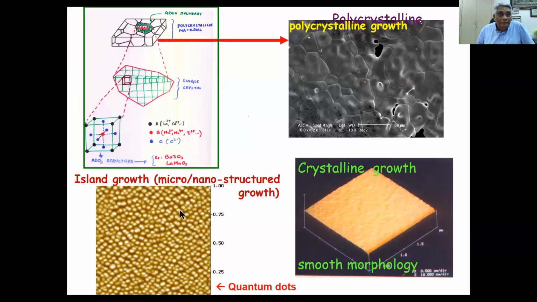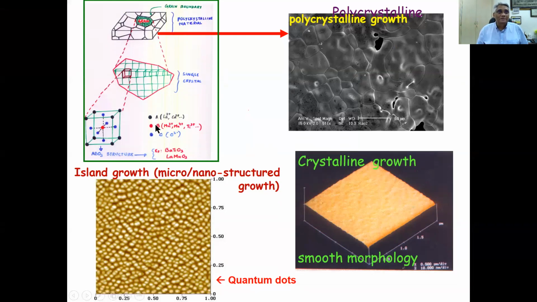If I go to one of those quantum dots, say a 60 nanometer cube, if it is perfectly spherical in shape, inside the 60 nanometer cube you'll have all these unit cells arranged in a regular periodic way like that, right? So the scales are different.